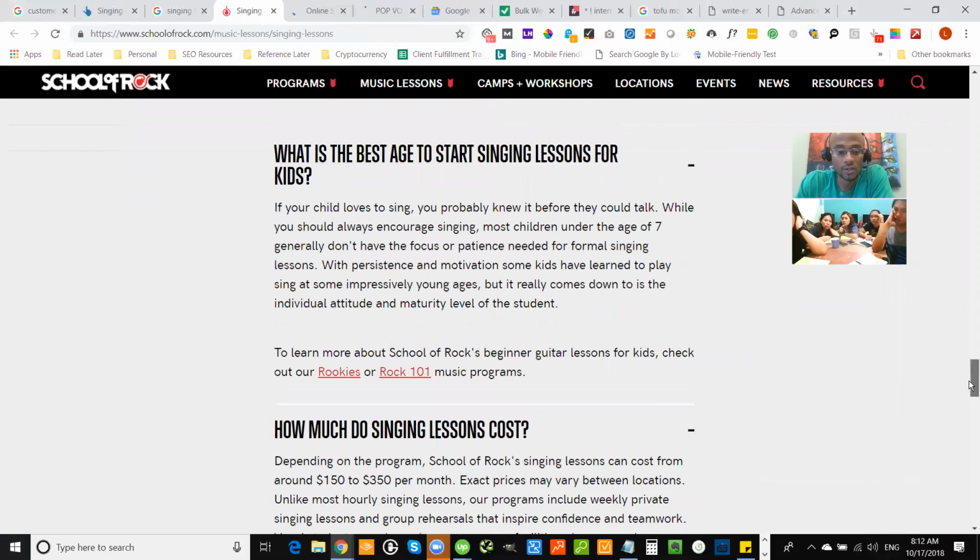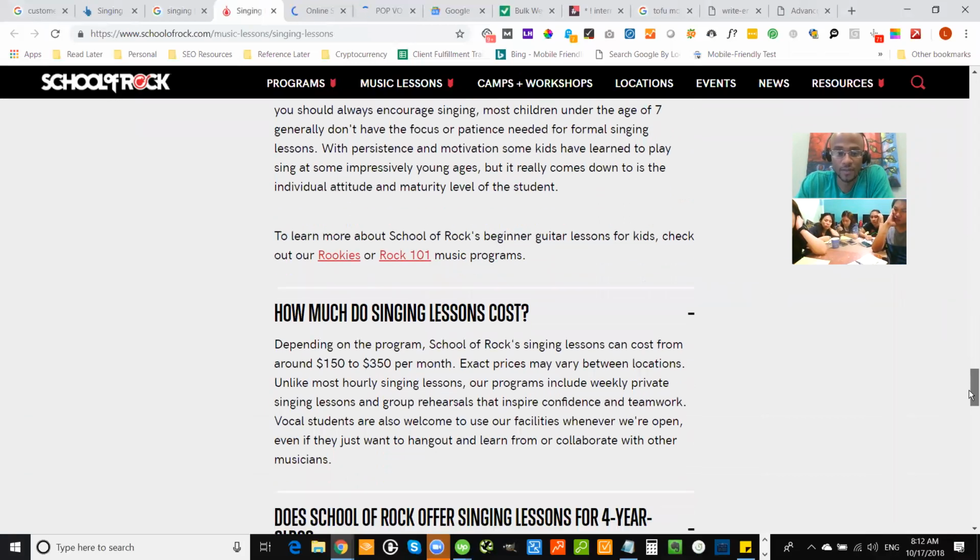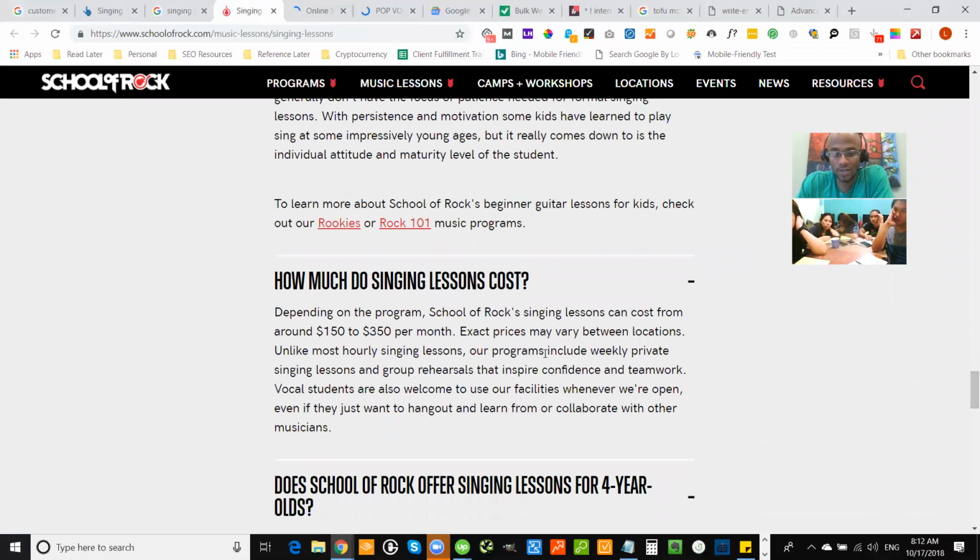You see here they're also talking about how much do singing lessons cost. So let's just say Joy's singing lessons, they're going to cost $300 per month. And so, yeah, pretty much answer that question, because if someone is looking for singing lessons, then that's the next question they're going to have. How much do your lessons cost? So very important that you answer that question.